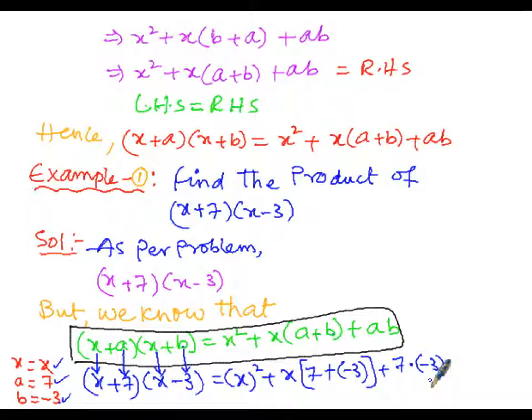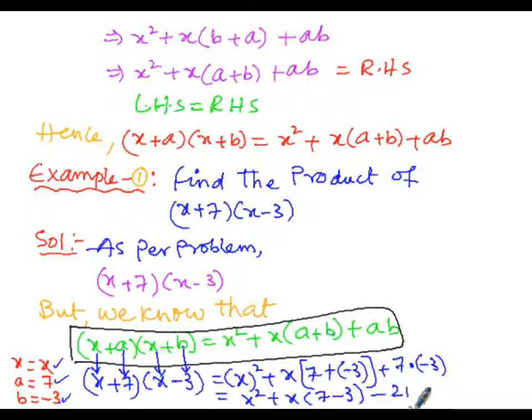Then the next logical step will be that equals x square, plus x into 7 plus of minus, plus into minus is minus, 3 written as it is, bracket close, plus, of minus, plus into minus is minus, 7 threes are 21.